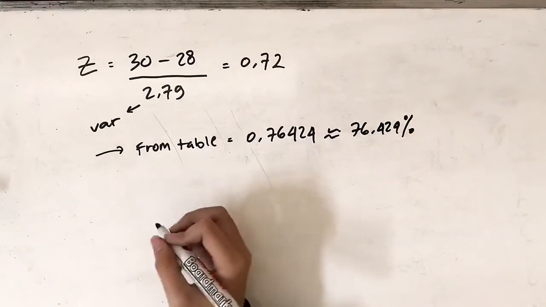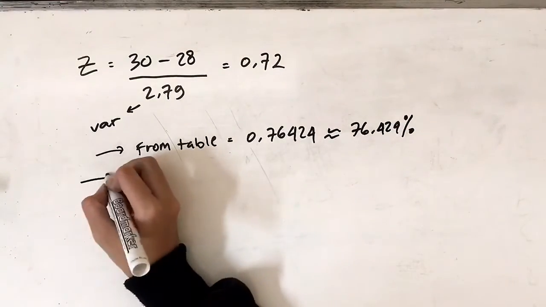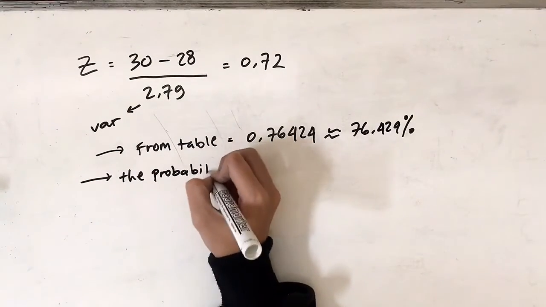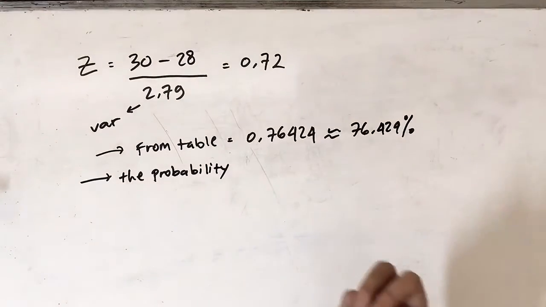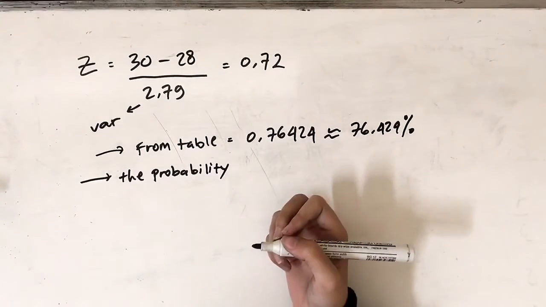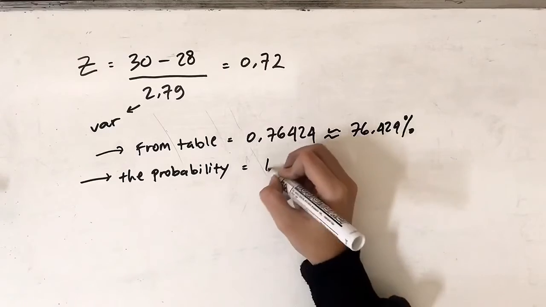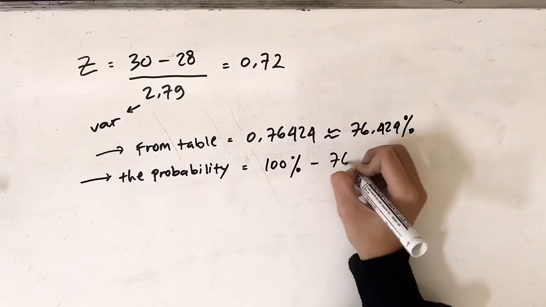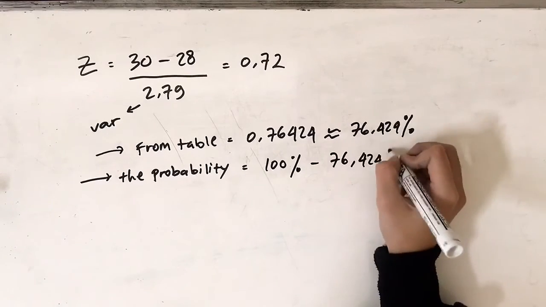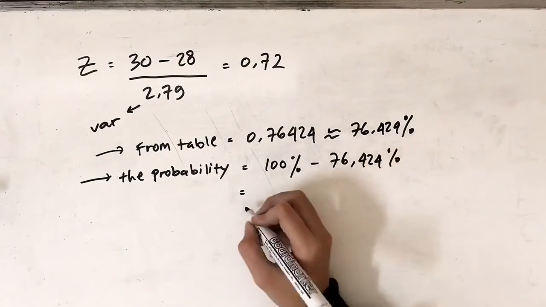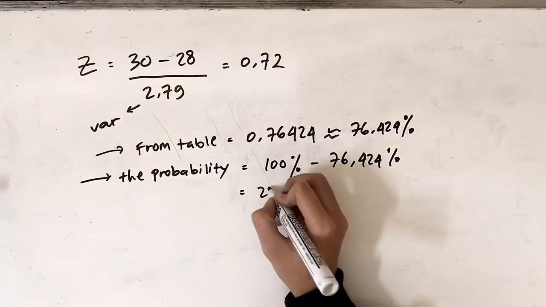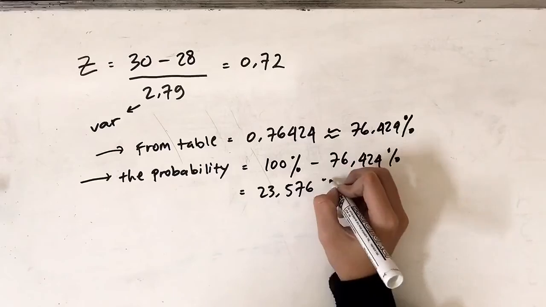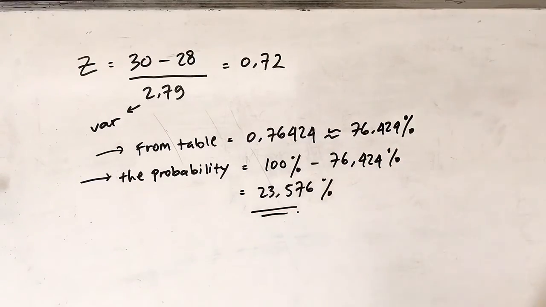Then we subtract that number from 100% to get the probability. So the probability is 100% minus 76.424%, which equals 23.576%. So that's the probability that the mill will be fined $300,000.